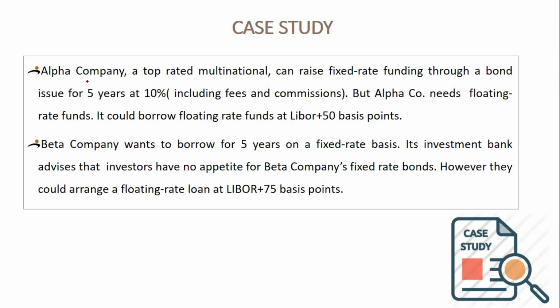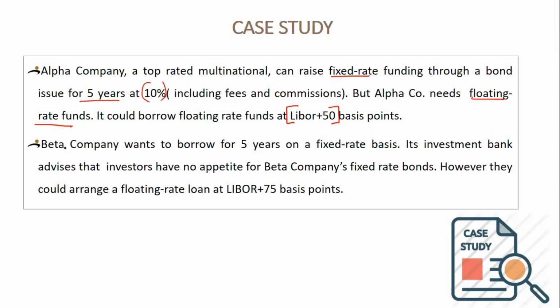Let's say there is a company Alpha. This is a top rated multinational and they can raise fixed rate funding through a bond. A 5 years bond they can issue at 10% coupon. So they will keep on paying 10% for 5 years. But actually Alpha wants to raise money through floating rate bonds. So it could borrow money on a floating rate as well. In this case, they would have to pay LIBOR plus 50 basis point.